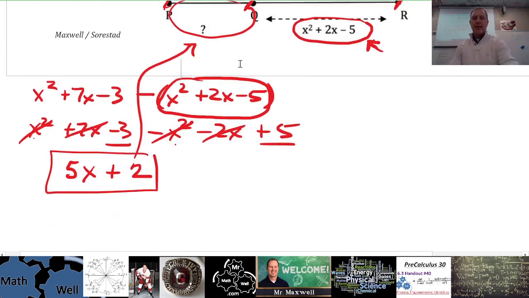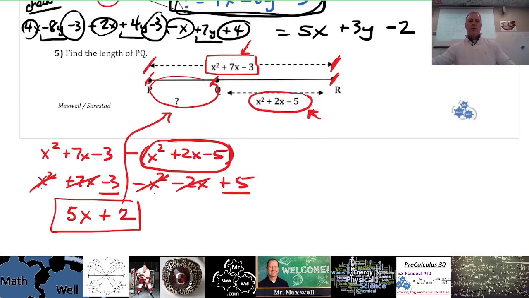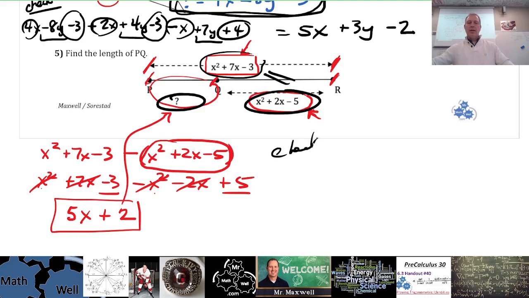So I get 5x plus 2 as an answer here for the little question mark. Let's check that. So the check would be, I'm going to add this one plus this one, and it should equal this one. Add the two smaller ones to get the larger one. So let's check. 5x plus 2 plus x squared plus 2x minus 5. Do I need to put brackets around here if I'm adding? No, you're just going to drop them anyways. So if you're adding, you don't have to put brackets around your polynomial. If you're subtracting, you should make sure that you put brackets around there and then flip all the signs, make sure that you get everything right.